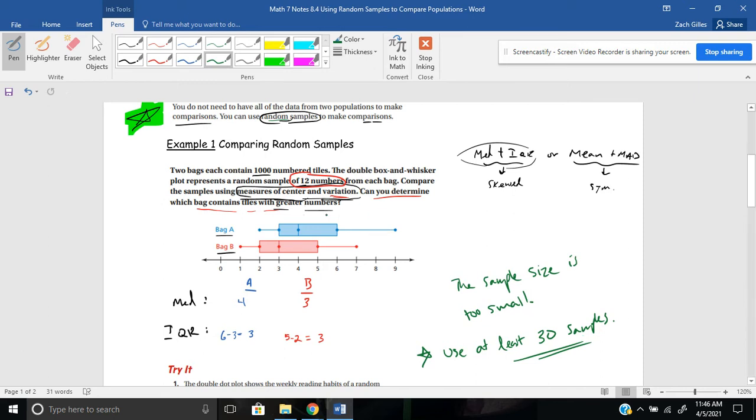So I'm going to say, can you determine? I'm going to say no, you can't determine. The sample size is a little bit too small. It looks like bag A contains generally larger numbers. And if this said something like 50 numbers, then I would probably say yes, that in general, we have bigger numbers for bag A. But since we don't, I'm going to say no, our sample size is too small.